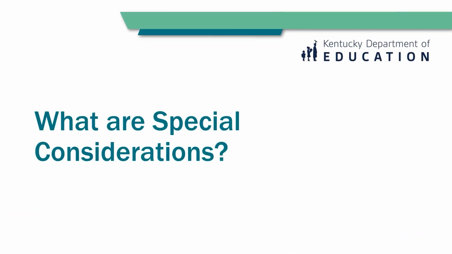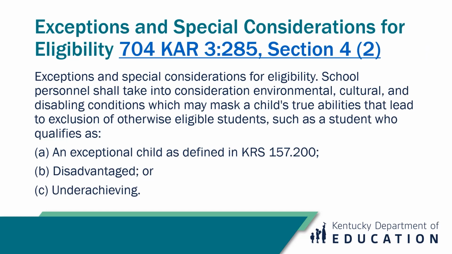First, what are special considerations in the context of identifying students for the gifted program? According to the regulation, school personnel must take into consideration environmental, cultural, and disabling conditions which may mask a child's true abilities that lead to the exclusion of eligible students, such as a student who qualifies as an exceptional child as defined in Kentucky Regulation Statute KRS 157.200, disadvantaged or underachieving. What does this mean? To understand the regulation, let's look at some of the words as they are defined in regulation for the subsection.